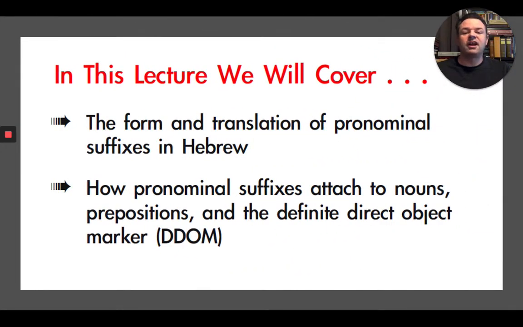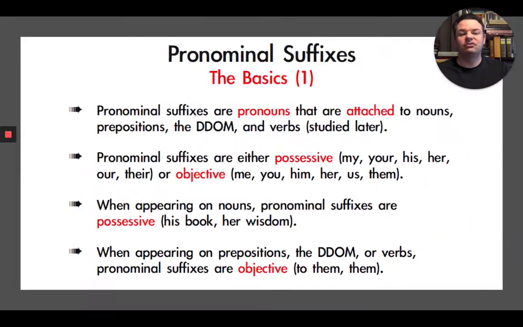So in this lecture, we're going to cover how to spot the form of pronominal suffixes, that's what they look like in Hebrew and how they're spelled out, and how to translate them. Then we're going to talk about how those suffixes attach themselves to nouns, to prepositions, and to the definite direct object marker, which we've called the DDOM previously as a shorthand. One of the things we want to know is what's going on with pronominal suffixes. These last two bullet points are probably going to be the most helpful, but I want to go over all of them.